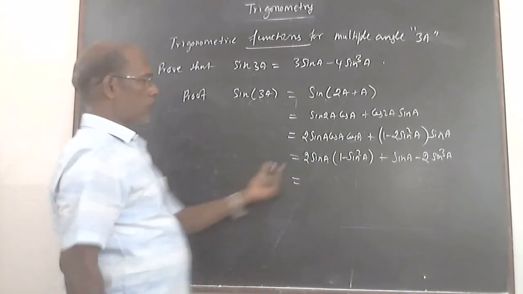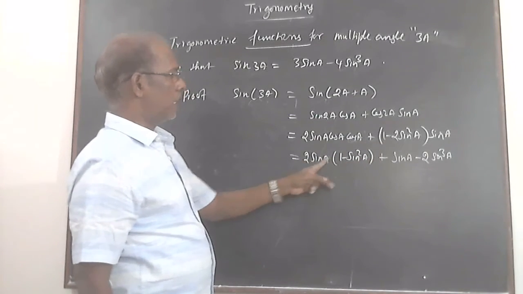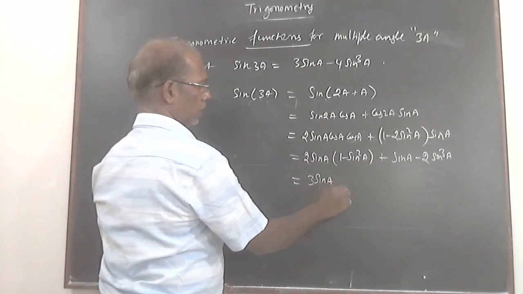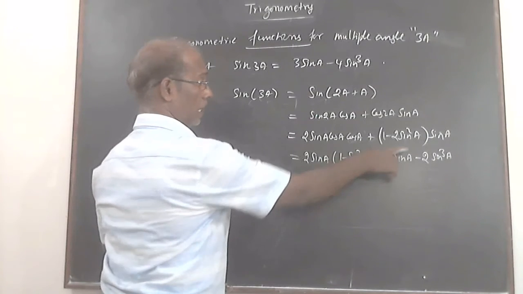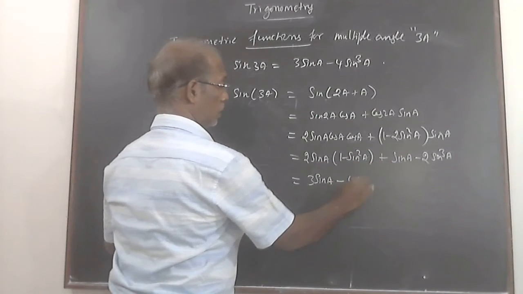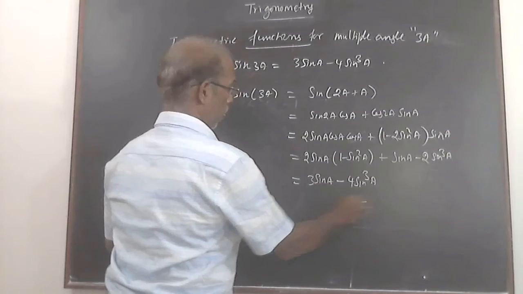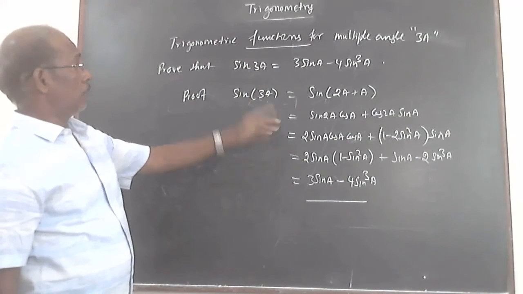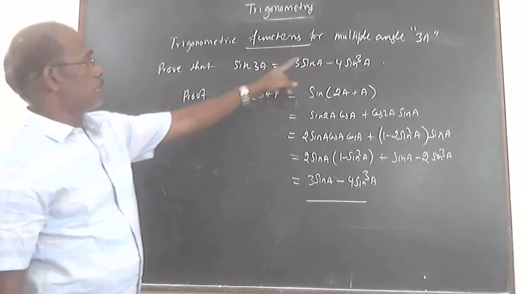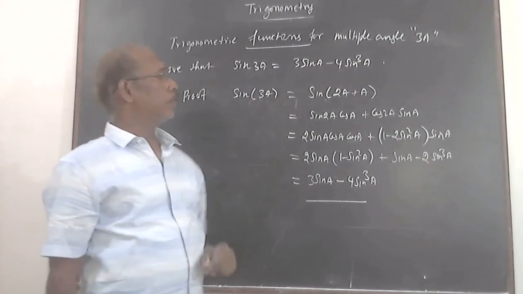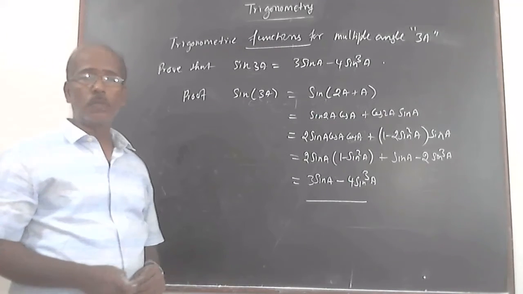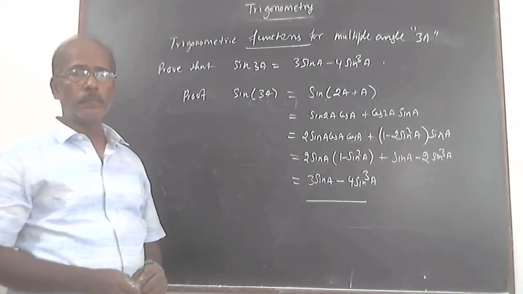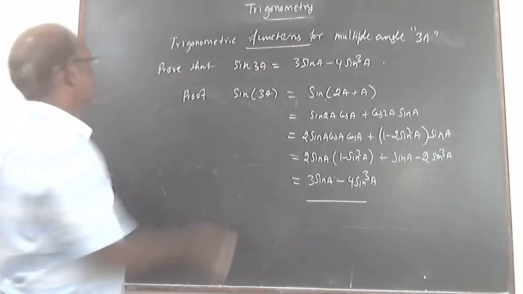Now, just expand and write 2 times sine A and 1 times sine A, so 3 times sine A, minus 2 sine cube A and another 2 sine cube A, so 4 sine cube A. Hence the proof. Go through it. It's a proof of the result: sine 3A is 3 sine A minus 4 sine cube A. We'll move to the next question. Similar question.